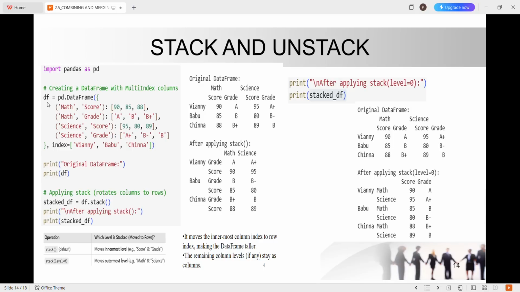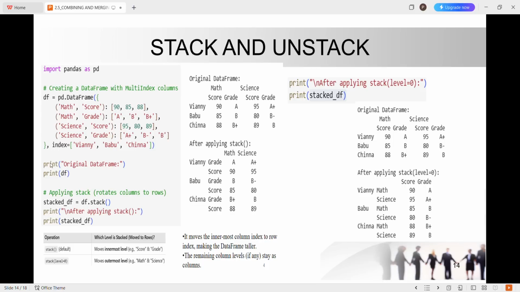So here df is equal to pd.DataFrame. We are taking the math and science subjects, with the score and the corresponding grade value given. For example, for math, sample data of 90, 85 and 88 is given, and correspondingly its grade: 90 means A, 85 means B, 88 means B plus. Similarly, it has been given for the science subject also. These 3 marks and grades are associated with 3 students, namely Vinay, Babu and Chinna.